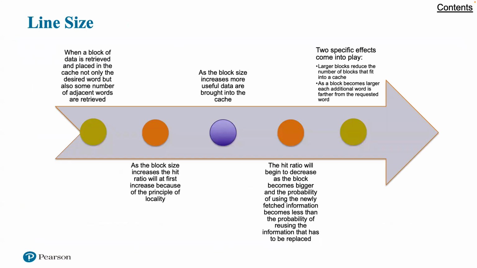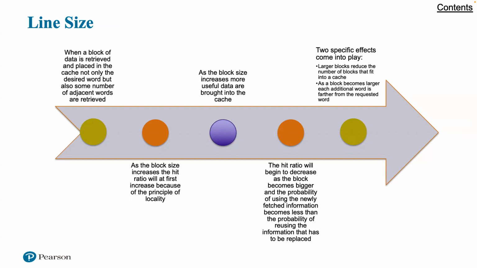Okay, let's talk about line size. Another design element is the line size. When a block of data is retrieved and placed in the cache, not only the desired word, but also some number of adjacent words are retrieved. As the block size increases from very small to very large, the hit ratio will at first increase because of the principle of locality, which states that the data in the vicinity of the referenced word are likely to be referenced in the near future.